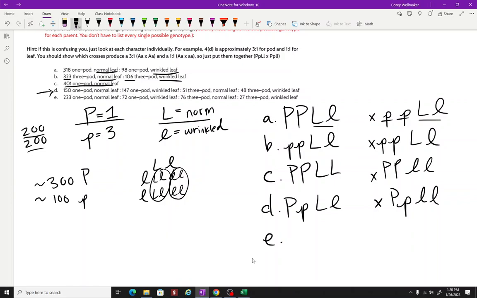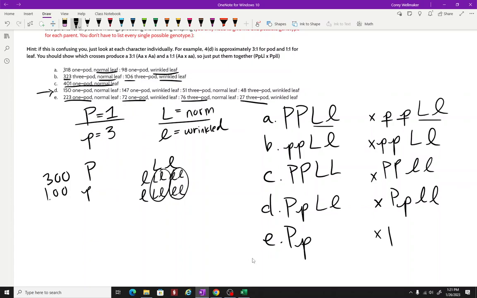1 pod. 1 pod. And that's it. Okay. So that's about 300. This is getting kind of messy. Hang on. It's about 300 1 pod, so capital P. And here's a 3 pod. Here's a 3 pod. That's like 100 little p. All right, so it's a 3-to-1 ratio of dominant to recessive. So big P, little p, big P, little p.